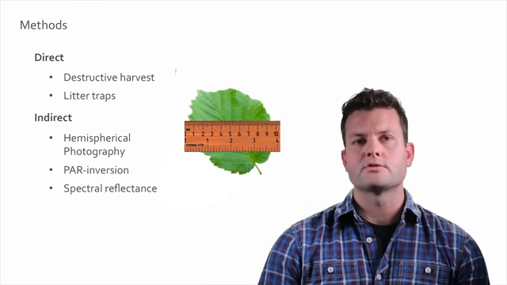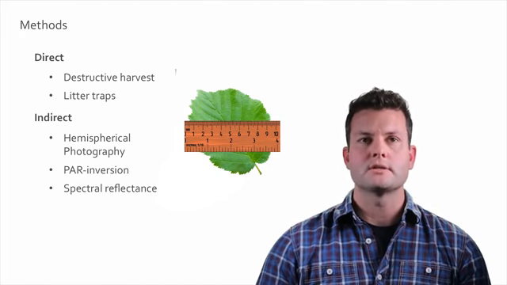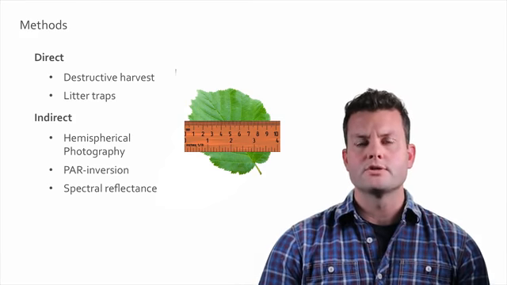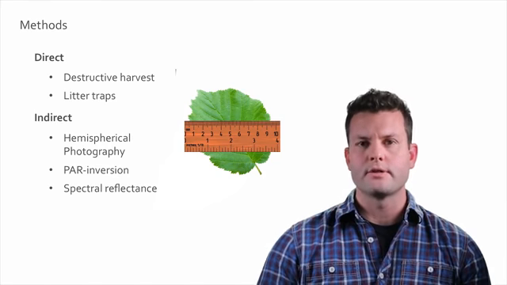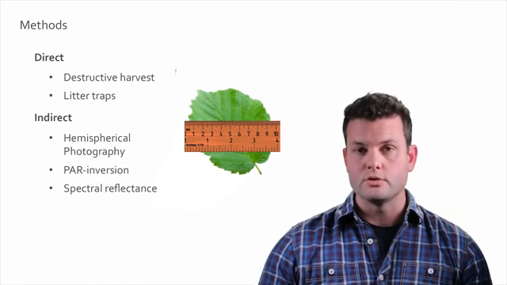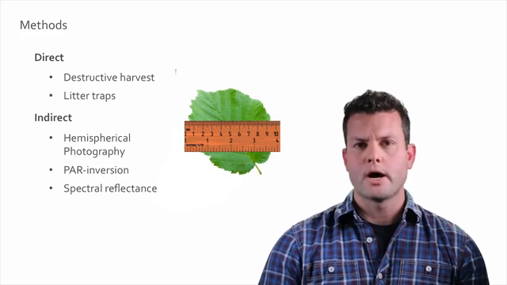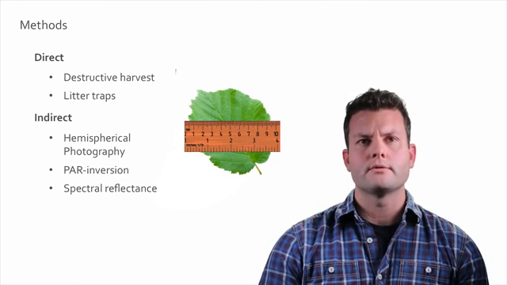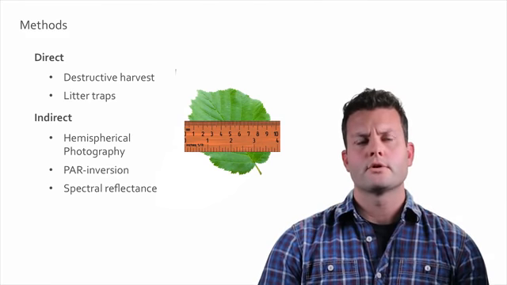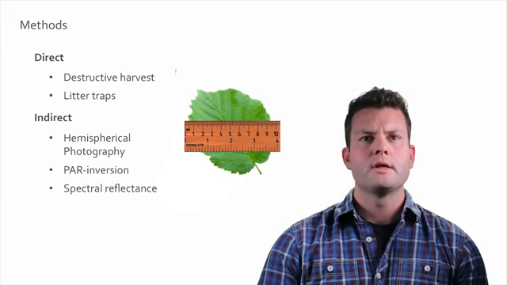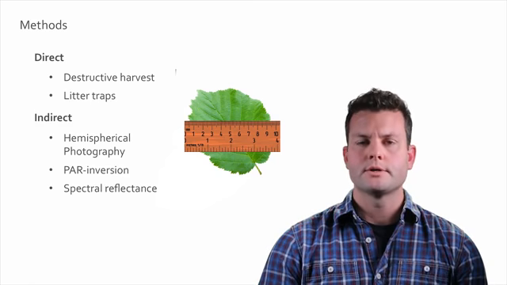One way around that that's not as destructive is to use litter traps to capture leaves that senesce and fall off of plants. In contrast, there are indirect ways that don't measure LAI directly, but measure some other related variable. Those variables can then be used either as proxies for LAI or to directly model what LAI is. The indirect methods I'll cover in today's seminar are hemispherical photography, PAR inversion, which uses measurements of transmitted radiation through the canopy, and finally spectral reflectance, a top-down approach using sensors above the canopy.